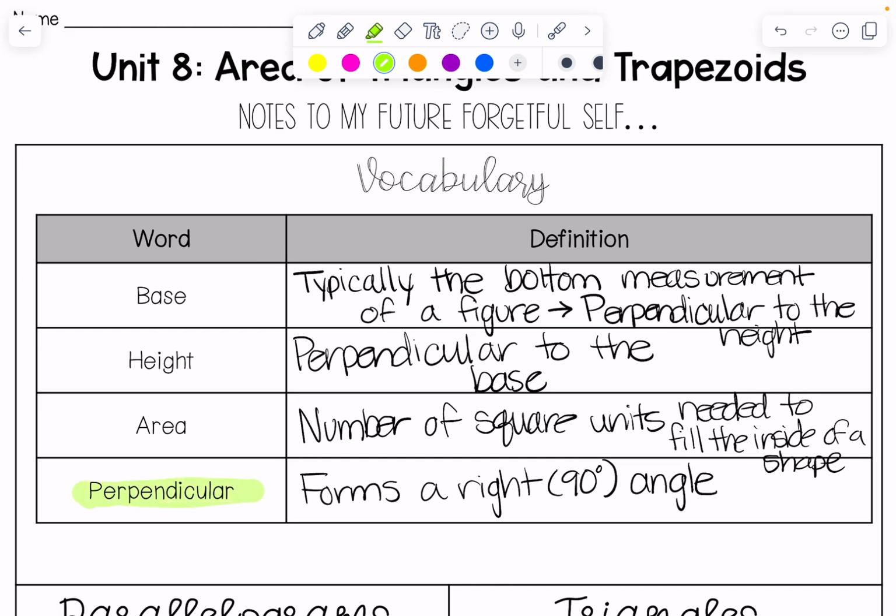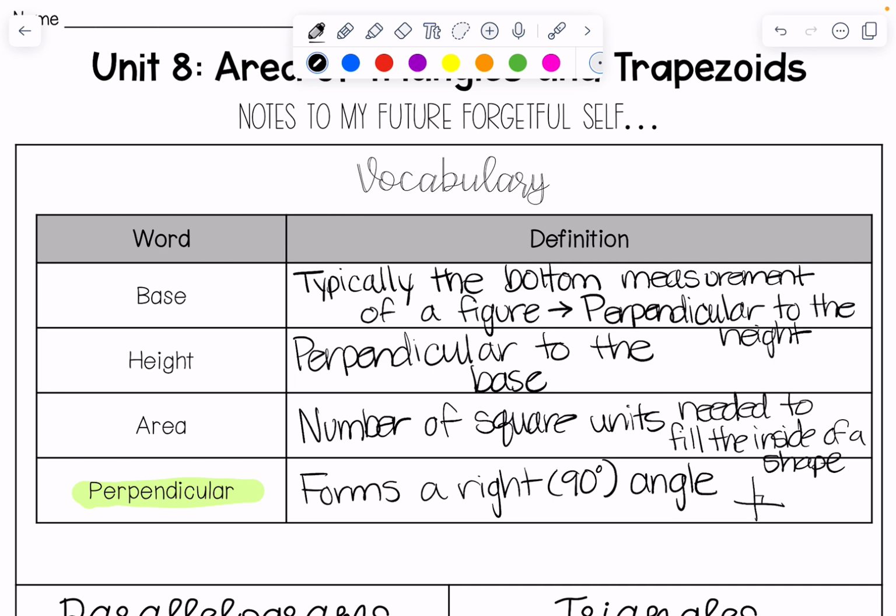This word perpendicular is going to be used a lot. Perpendicular means two lines or two line segments that intersect to form a right angle or a 90-degree angle. So again, typically you'll be looking for that little box to indicate that two lines or two sides are perpendicular to each other.